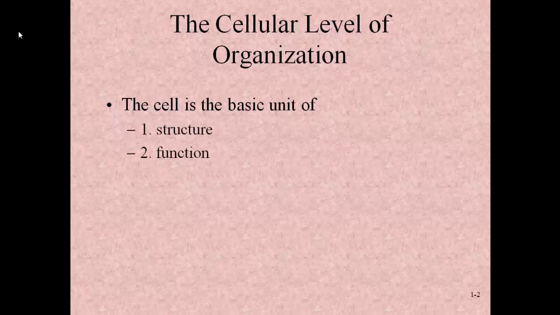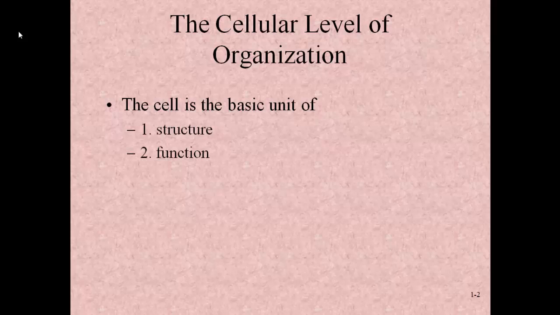And the basic unit of function is also the cell, because if we look at, say, for example, the heart, the job of the heart is to contract and move blood throughout the body. So therefore, it's the cells of the heart that actually contract and shorten to cause the whole heart tissue and organ to contract and move blood. So when we say the cell is the basic unit of structure and function, it's the cells that we're made up of and the function of those cells that determines if we live or die.